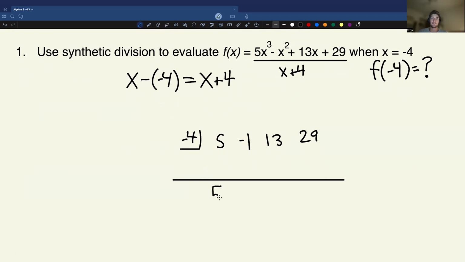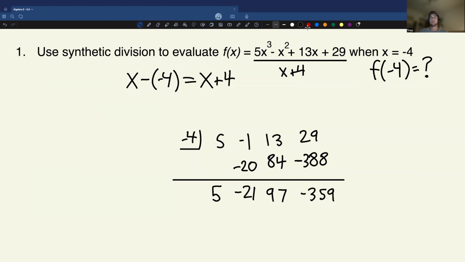So drop the 5 down, that's 5. 5 times -4 is -20 right here. Combine these to get -21. -4 times -21 is going to give us a positive, and that's 84. Now we combine these to get 97. And then -4 times 97, so you can see this is getting really big. It's going to be a negative, and it's 388. And then 29 combined with -388, it's -359.